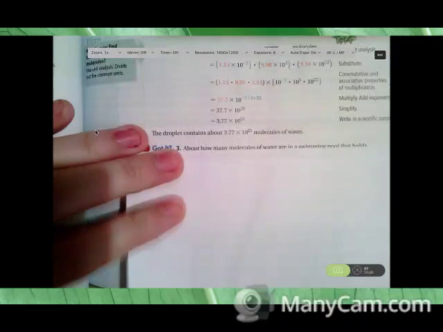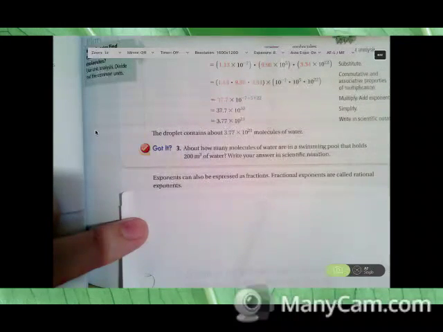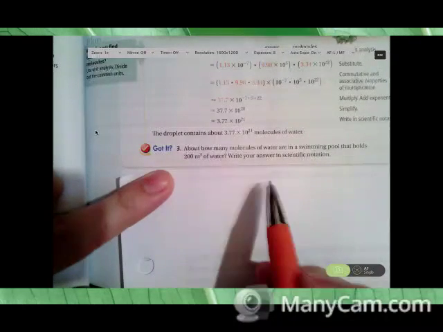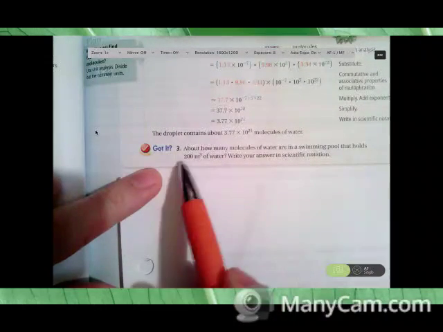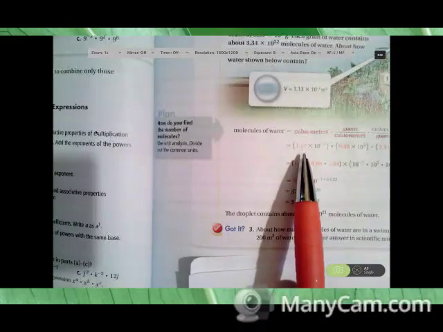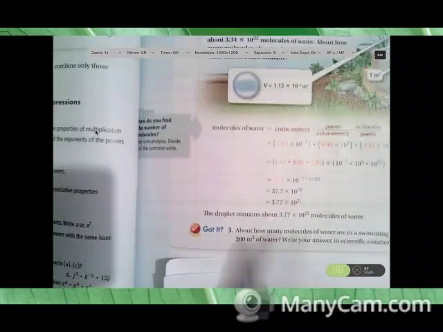All right, so why don't you look at this question. Now remember, this 200 is represented by the cubic meters. So what essentially it's asking you to do is plug this into here.